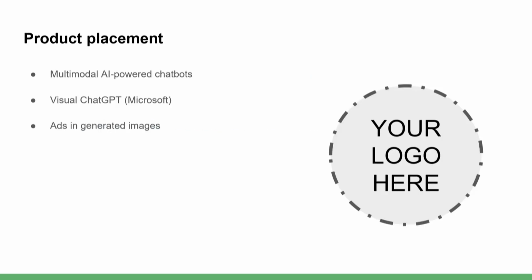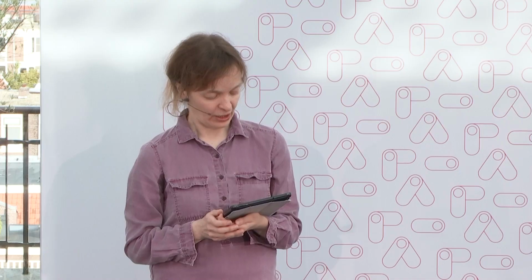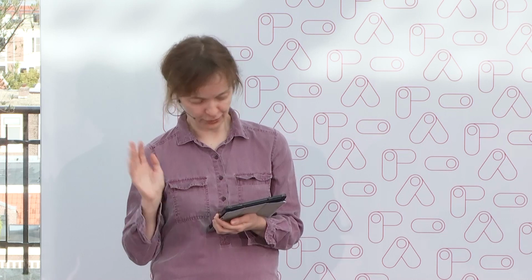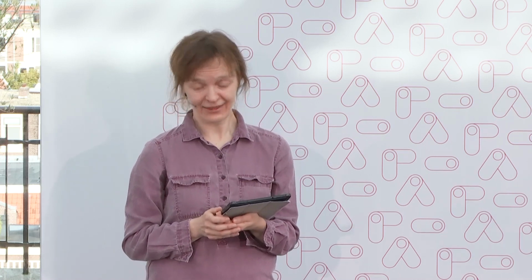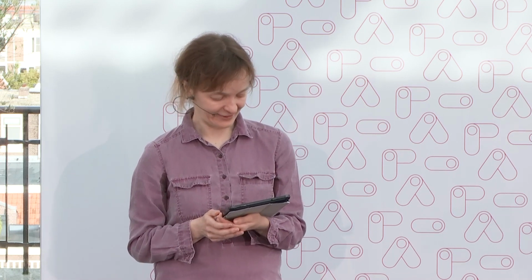Well, another potential opportunity would be product placement in multimodal AI-powered chatbots, such as Visual ChatGPT, which is currently developed by Microsoft. Well, I am getting a little futuristic here, though not too dystopian, but it is theoretically possible to modify the prompt so that the generated images contain the advertised product.